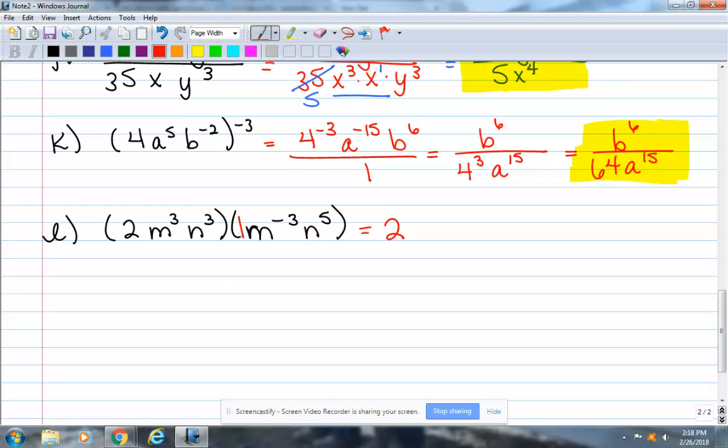What's 3 plus negative 3? Zero, and m to the 0 makes 1. So we can leave off the m's because 2 times 1 is going to be 2, right? Yeah. And so now you do your n's. N to the 3rd times n to the 5th makes n to the what? They multiply, so we add and get n to the 8th. And that's your answer, 2n to the 8th.